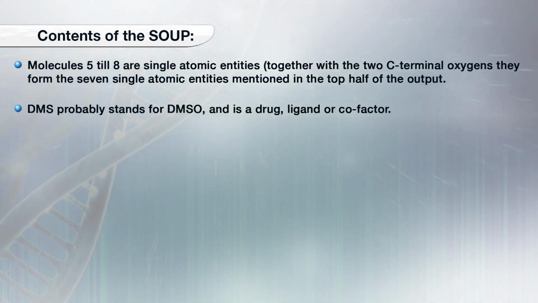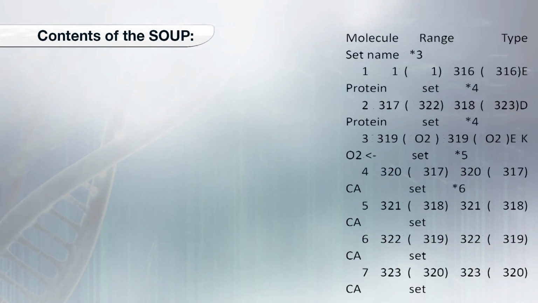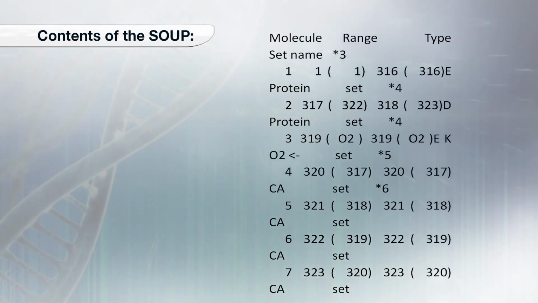DMS probably stands for DMSO, and it is a drug, ligand or a cofactor in the protein. So, these are some terminologies or examples which can be done for 1, 2, 3, 4, 5 as shown in the table. For these types of examples, the WHAT IF number of the last residue will represent the molecule. The PDB number of the last residue in this molecule will be represented.